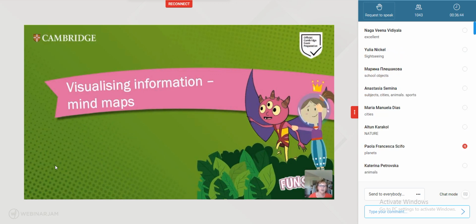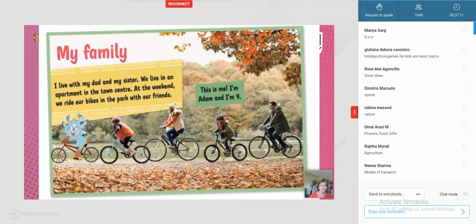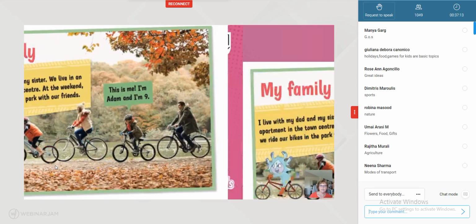Okay, again, we're going to look at visualizing information, and this time I'm going to look at mind maps. So mind maps typically we use for brainstorming information and brainstorming ideas, perhaps for a writing, an essay or something. But this one is a mind map with a difference, okay? So again, this example comes from Fun Skills.